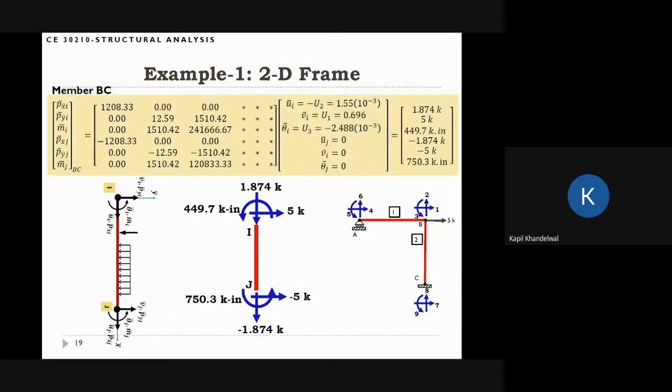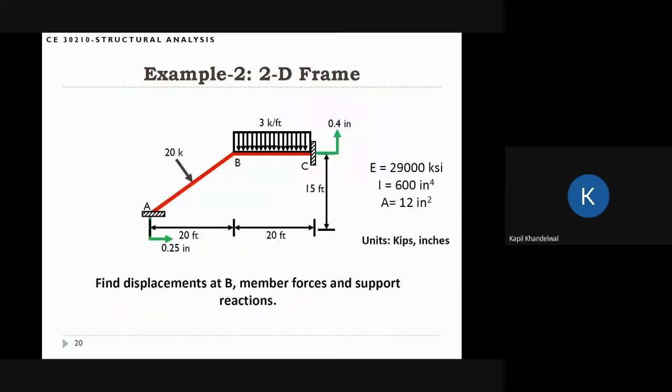So let's move forward and do another example. In this example, I have a member that is inclined, so this is not a vertical or horizontal member. AB is an inclined member, and then there is BC, which is like a beam member here. So we have 2 members here.